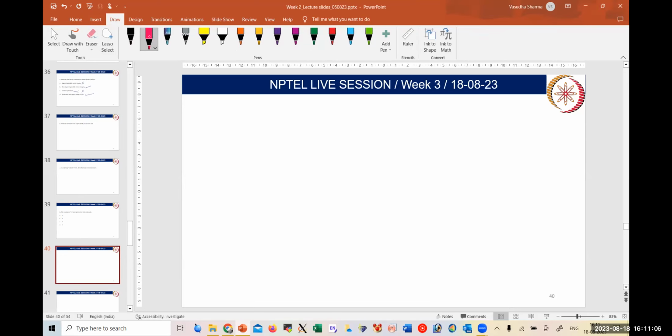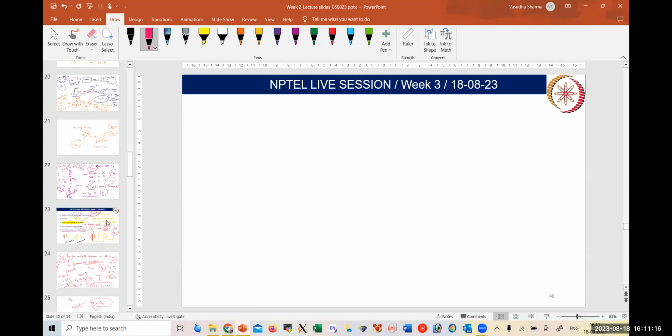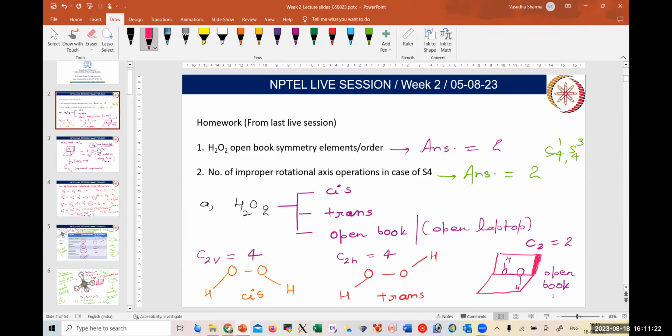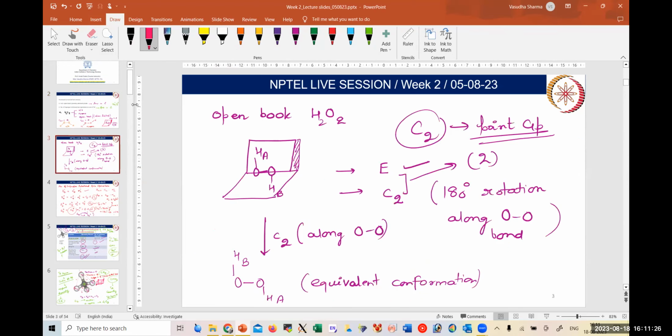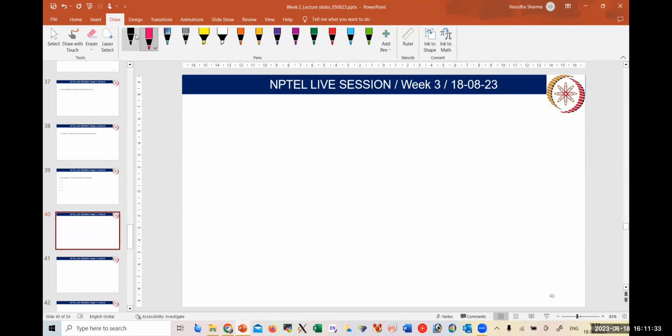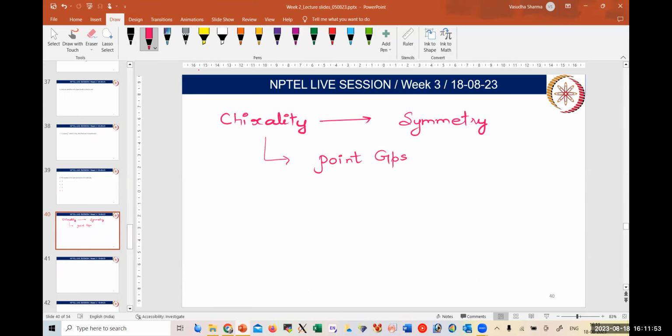So in the last section, what we have seen, in the last live session, we were mainly focusing on what is chirality, how chirality and symmetry can be related with each other, how to find out chirality, like which are the point groups which we can call that they are chiral in nature.